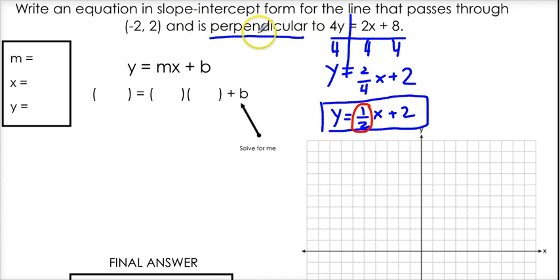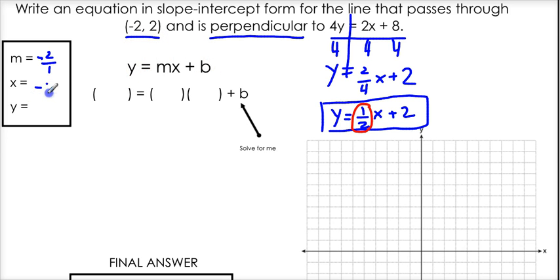Now, since this is perpendicular, we know the slope of our new line, the equation that we're going to write, needs to have the opposite reciprocal slope. So our slope is going to be negative 2 over 1. That's the slope that we need to use for it to be perpendicular. Because if this is 1/2, our new line has to have a slope of negative 2 over 1, which is the opposite reciprocal. Alright, now it just becomes exactly what we've been doing.